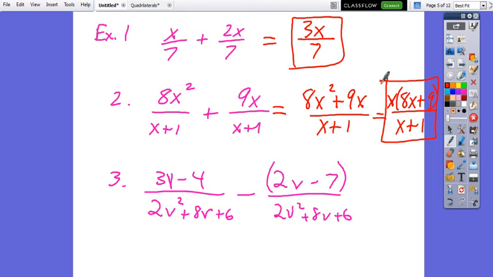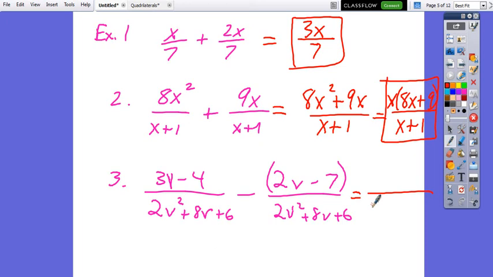Alright, let's do number 3. Let's do this one together. The first thing I want you to notice is that we are subtracting. The second thing I want you to notice is that the denominators are the same, which makes it very nice. It's nice because we don't have to do as much work if the denominators are the same. So let's write out our same denominator.